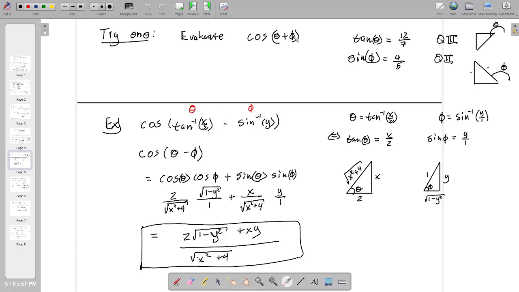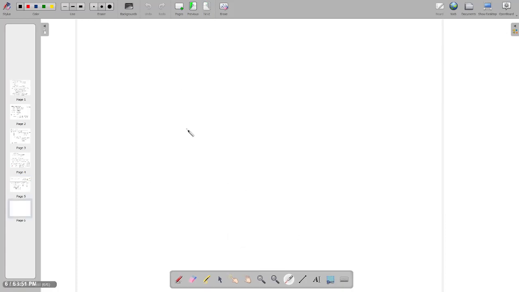Notice here that theta and phi don't need to abide by the same restriction. Because theta is not in the form of an inverse trig function, theta can be any angle. It can be in any quadrant. Similarly, phi can be in any quadrant. Again, because it's not restricted by an inverse trig function.